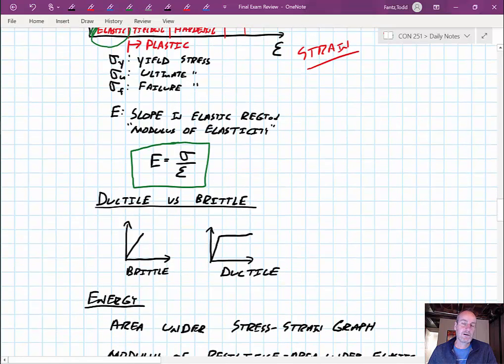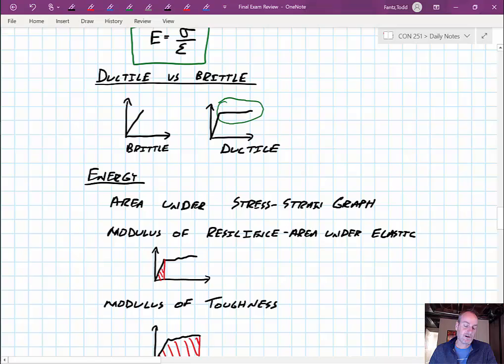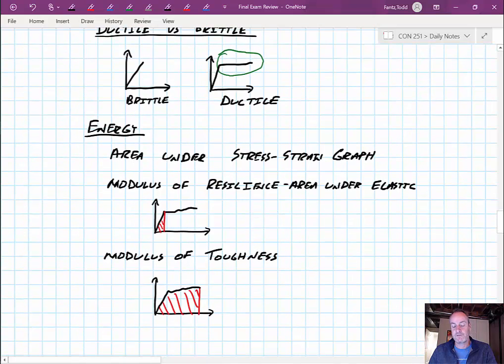We said there are brittle materials like cast iron or concrete, ductile materials like your steels. Big difference between brittle and ductile is we have that elastic, that plastic region, right? That stretchy part. Talked about energy, the area under the stress strain curve. We had two terms with that, modulus of resilience and modulus of toughness. The resilience was area under the elastic curve. So it's just that linear region making like a triangle shape typically, right?